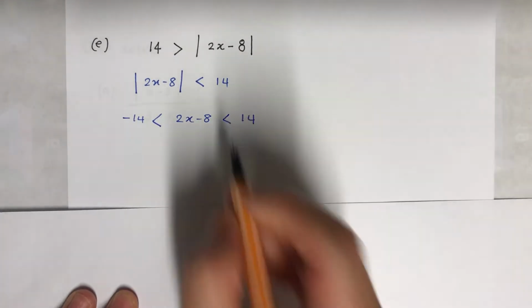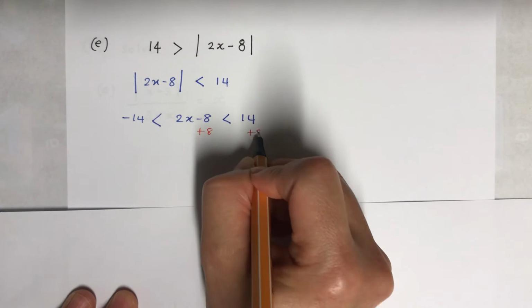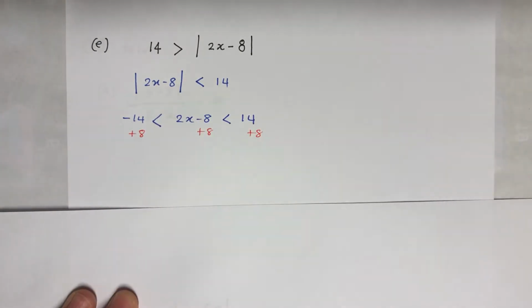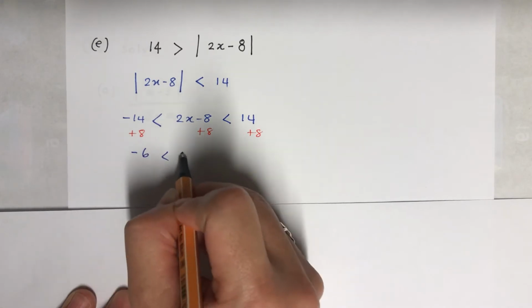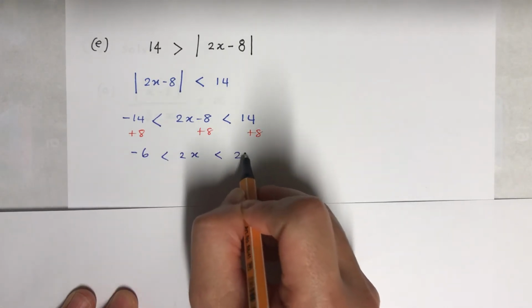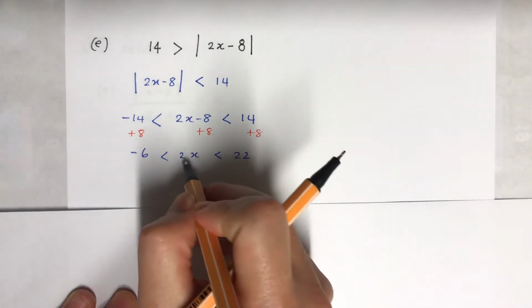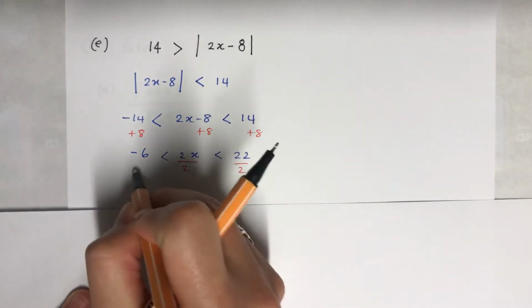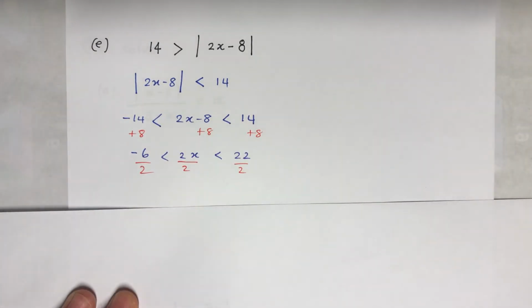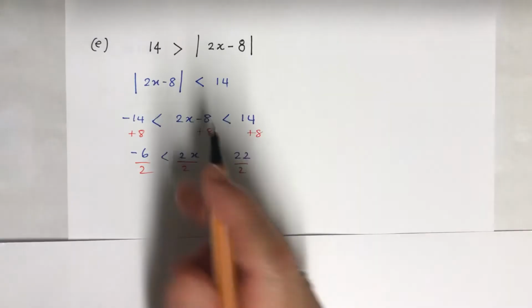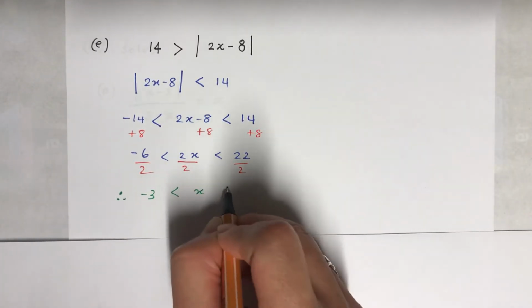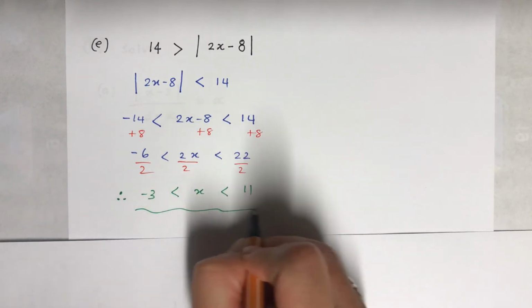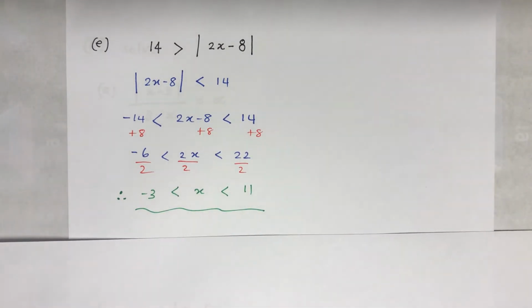And I'm going to go plus 8, plus 8, plus 8. What I've got left will be minus 6, 2x, 22. And I divide by 2, 2, 2. And I got left with, therefore, minus 3, x, 11. Okay, so that's what we got.